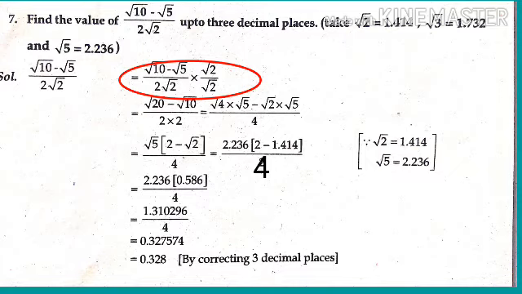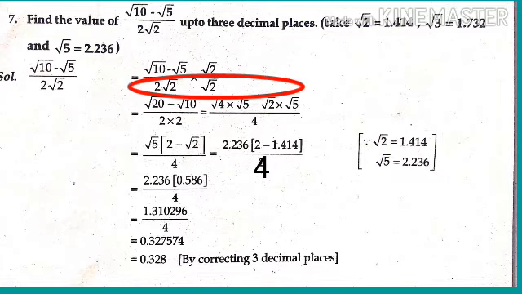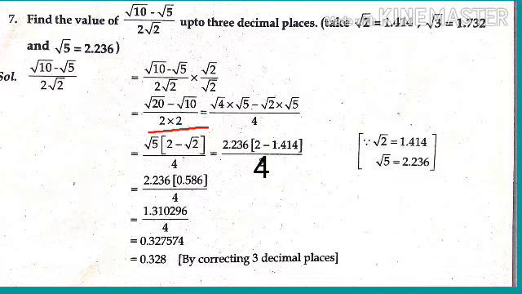So root 10 minus root 5 by root 2 into root 2 by root 2. That is equal to numerator part multiply with root 2. Root 10 into root 2, that is equal to root 20. Root 5 into root 2, that is equal to root 10, by denominator part 2 root 2 into root 2, that is equal to 2 into 2. Here root 2 into root 2 is equal to 2. That is equal to root 20.